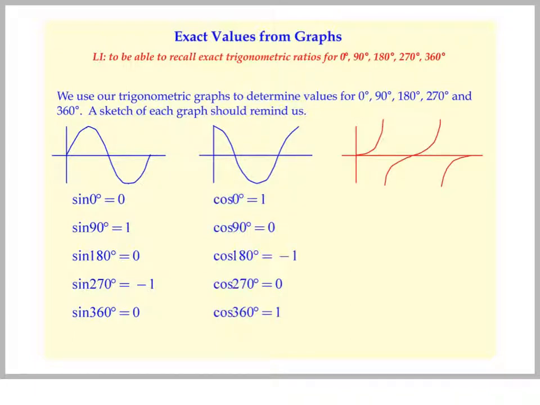The tan is slightly different. It only has a period of 180, so the values repeat after 180 degrees. But remember, for 90 and 270, it goes off the page. It's undefined, infinity. So these are the values we should be able to work out quite easily from just sketching our graphs and reminding ourselves of the patterns.